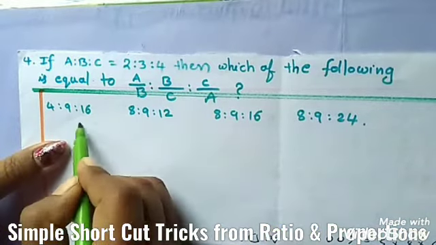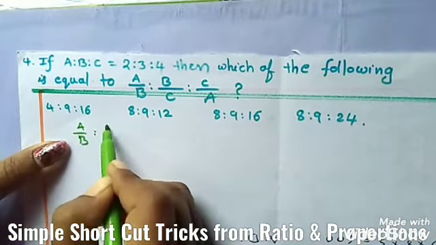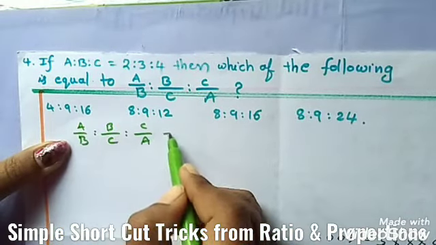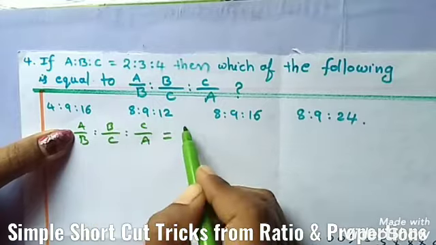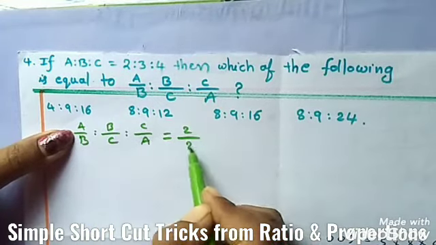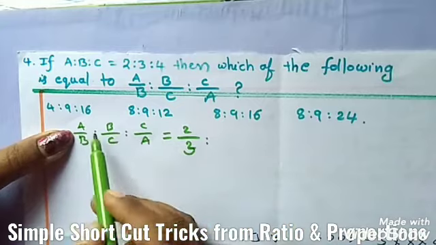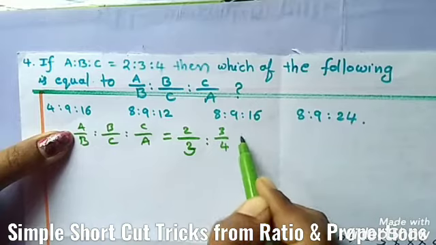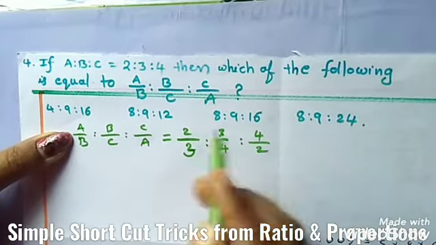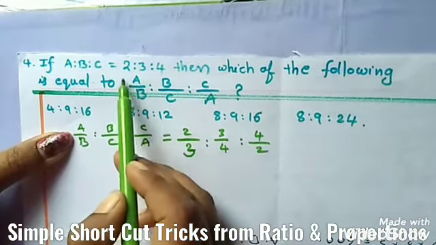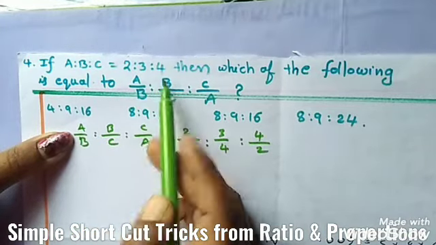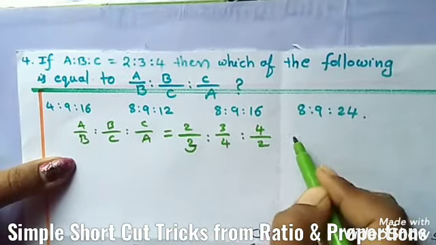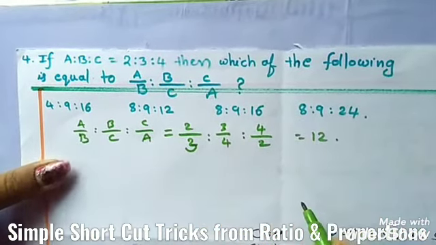Here students, A by B is to B by C is to C by A is equal to, here A means it is 2, B means 3. So 2 by 3 is to B by C, 3 by 4 is to C by A, 4 by 2. Now we have to do the LCM of this 3, 4, 2. That should be 12. LCM is 12 here.